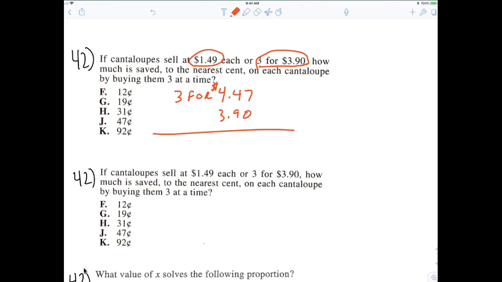No accidents. Look, we have to just read carefully. It says how much is saved on each cantaloupe. So I would have saved how much money? I would have saved 57 cents, correct? I got 59 cents. Well, how did you get 59 cents?